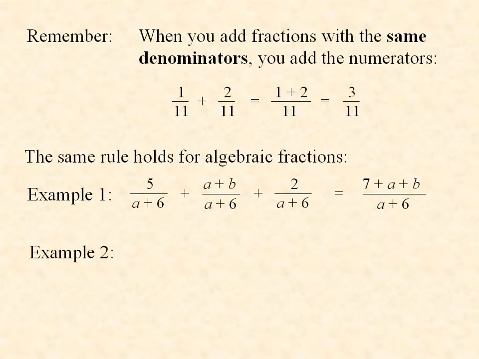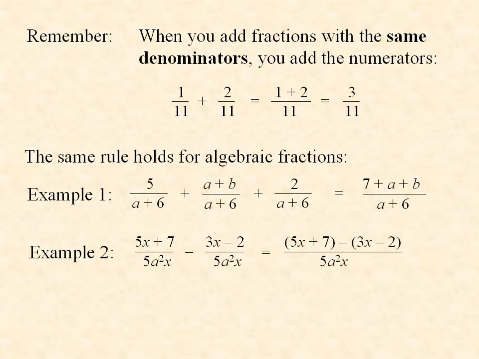Example 2. 5x plus 7 over 5a squared x, minus 3x minus 2 over 5a squared x. They have the same denominators. We add the numerators, or in this case, we subtract the numerators. So we have 5x plus 7 minus the quantity 3x minus 2.